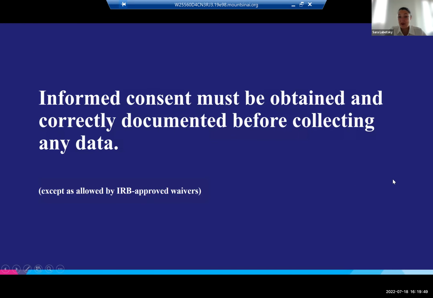Informed consent must always be obtained and documented per the study protocol before any data are collected, except to the extent that the IRB has approved a waiver. Sometimes, for example, for recruitment, we might receive some data to help us identify potential participants before those participants have consented to participate in a study. This is allowed, assuming the IRB has approved it. But without that, informed consent absolutely must be obtained and documented before we collect any data.